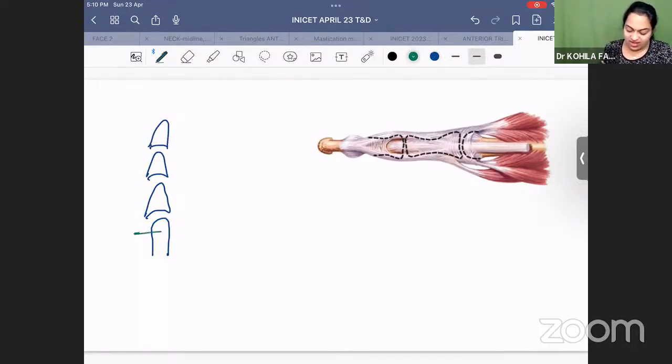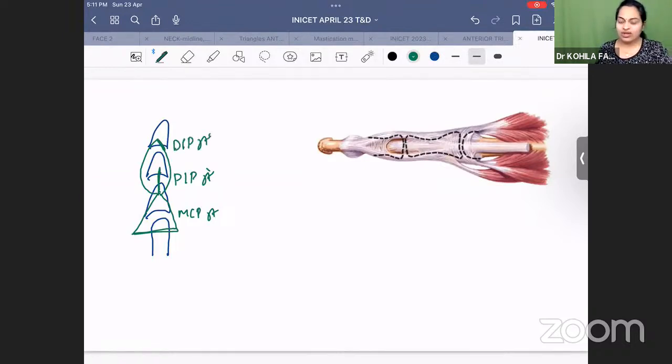Where is this extensor expansion? It is exactly situated here over the metacarpophalangeal joint as a triangular expansion. From this triangular expansion, the apex, it is split into three slips. One central slip that will insert into the base of the middle phalanx. Okay, so this is your proximal interphalangeal joint. And from the sides of the apex, you'll get two lateral slips that insert into the base of the distal phalanx. Okay, this is your distal interphalangeal joint.